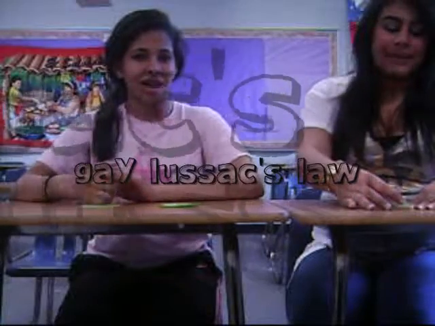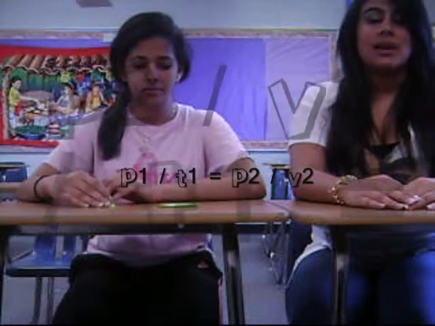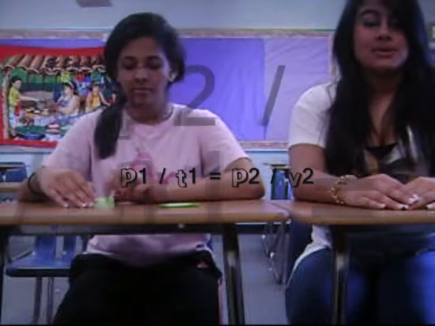Calhoun's law states that pressure is directly related to temperature at a constant mass and a constant volume. If temperature is increasing, so is pressure. If pressure is increasing, so is temperature. The equation for this is P1, which is initial pressure, over T1, which is initial temperature, is equal to P2, which is final pressure, over T2, which is final temperature.